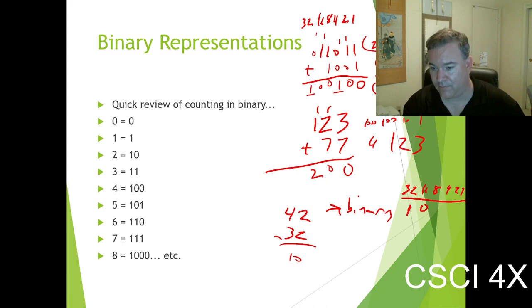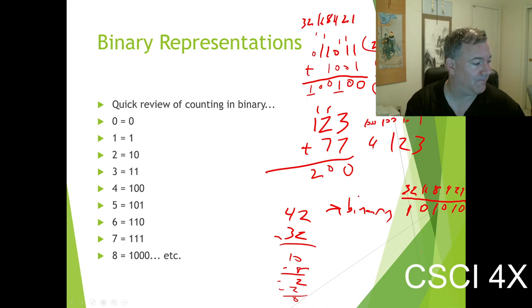8. Very good. So there's a 0 in the 16's digit, there's a 1 in the 8's digit. Subtract 8 out from it here, I end up with 2. What is the greatest power of 2 less than or equal to 2? Should be saying less than or equal to 2, right? So there's a 0 in the 4's digit, there's a 1 in the 2's digit, we subtract it out, we get 0, and so there's a 0 remaining. And so 42 in binary is 101010. It's kind of fun.